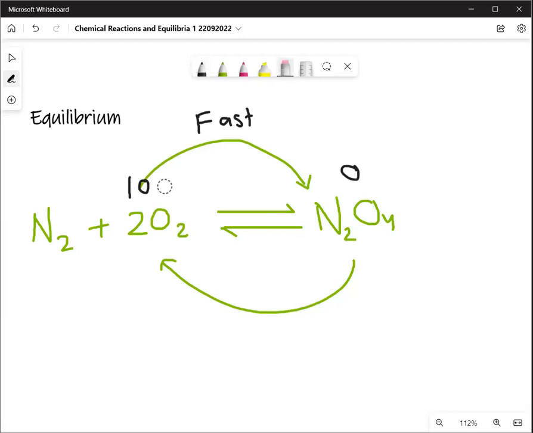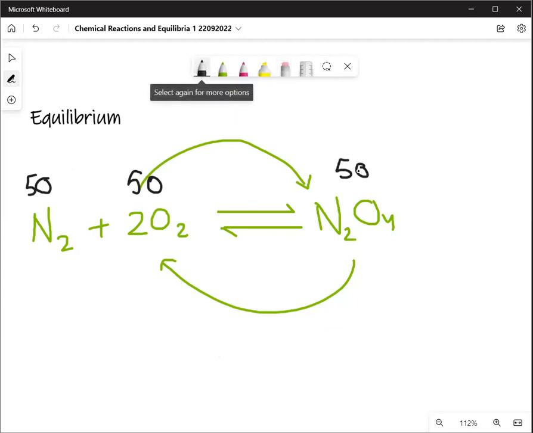Now what happens is, let's say half of this is used up, and this becomes 50. Now this starts going backwards as well. N2O4 was forming, now it's also going backwards. So let's say this becomes slow and this becomes fast.